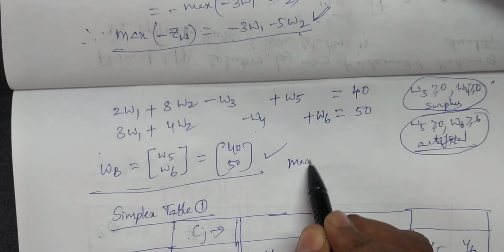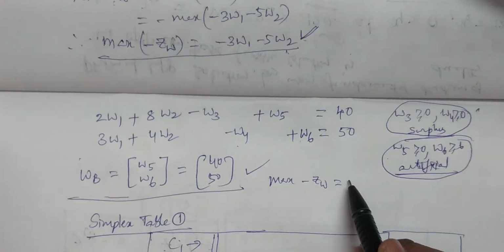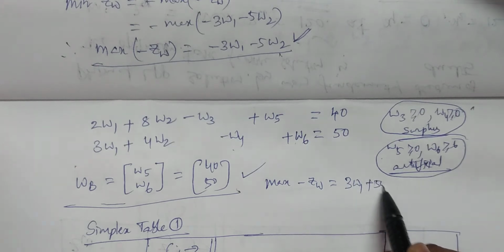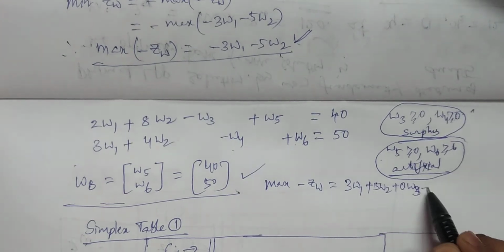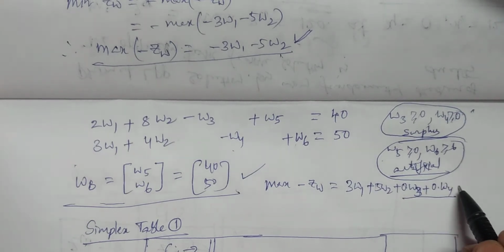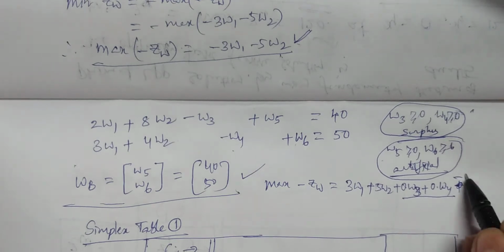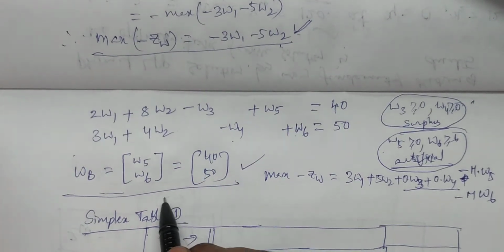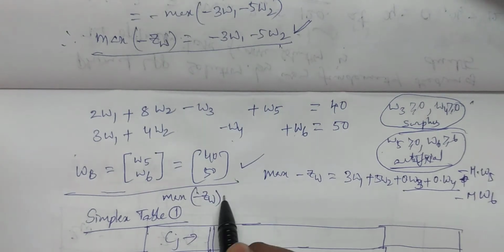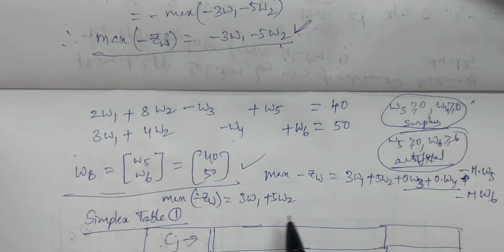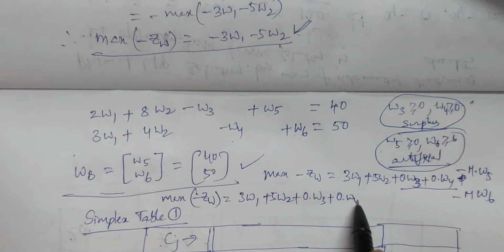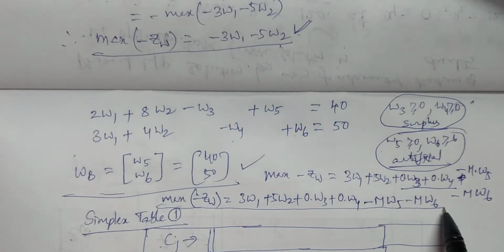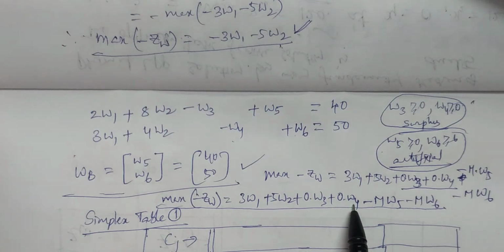I write maximize minus z omega is equal to the objective function. In it you have to consider omega 1, that is 3 omega 1 plus 5 omega 2 plus 0 into omega 3 plus 0 into omega 4. These two are surplus variables, minus M into omega 5 minus M into omega 6. This is the objective function. I write here again, maximize minus z omega is equal to 3 omega 1 plus 5 omega 2 plus 0 into omega 3 plus 0 into omega 4 minus M into omega 5 minus M into omega 6. This is the new modified objective function, in which omega 3, omega 4 are surplus variables.